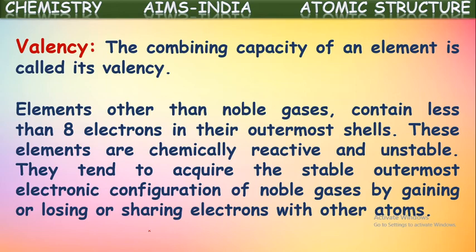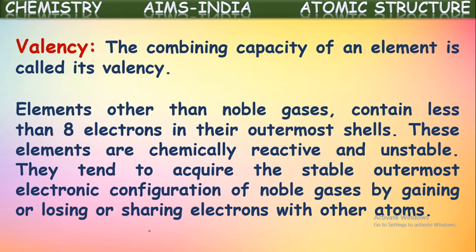So the elements with 8 electrons in the outermost shell are stable elements, or noble elements as we call them. Very few elements are like that. Most of the elements do not have 8 electrons in the outermost shell. So these elements are said to be unstable elements.